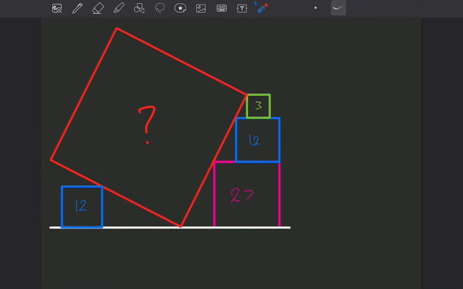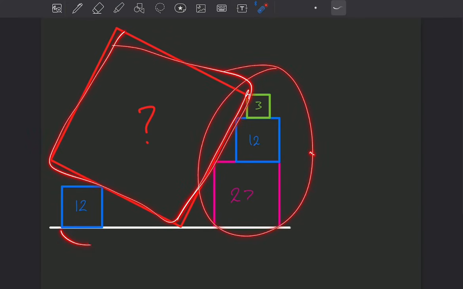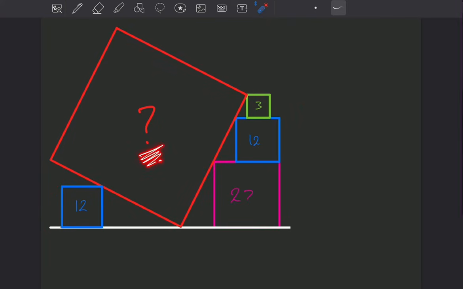Hello. Lovely little geometry problem today. We've got three squares, one with an area of 27, one of 12, one of 3, all stacked on top of each other. Another little 12 on this side. And then we've got this big one here, which you can see is leaning against our tower on the right and kind of balanced as well on the little one on the left-hand side. We want to find the area of this big red square.